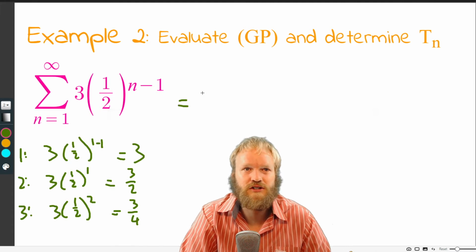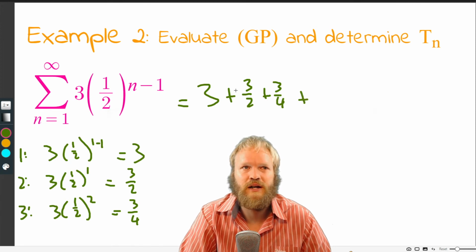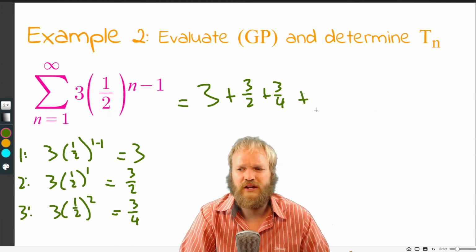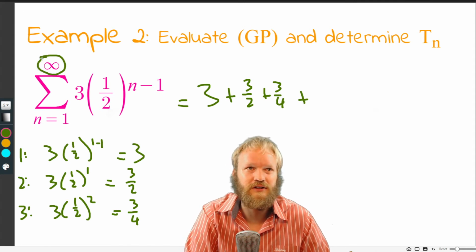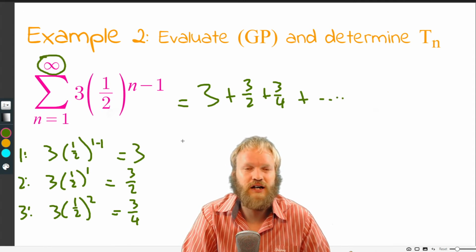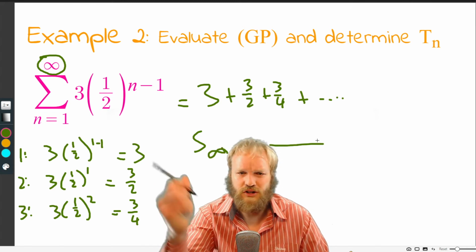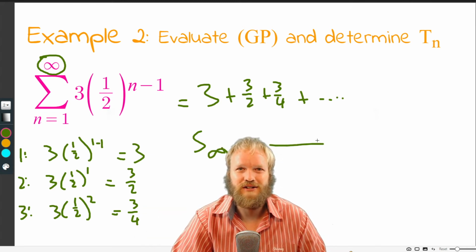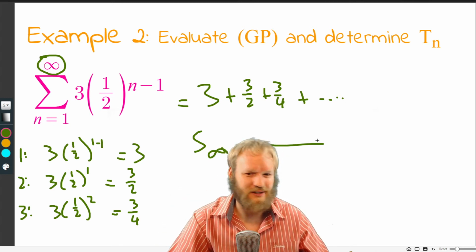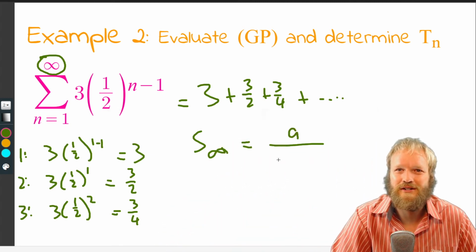We've got our first ones, 3 plus 3 over 2 plus 3 over 4 plus, now how many terms are there in this series? Well, they're infinite. So we're going to keep doing this forever. So we're working out S infinity. Do you know the formula for S infinity? Well, with a bit of luck you do, right? So you're like, cool, well this is a over 1 minus r, isn't it?